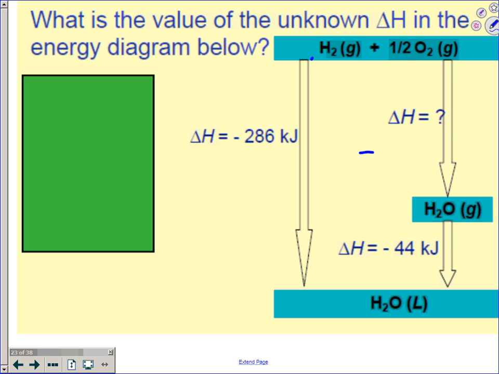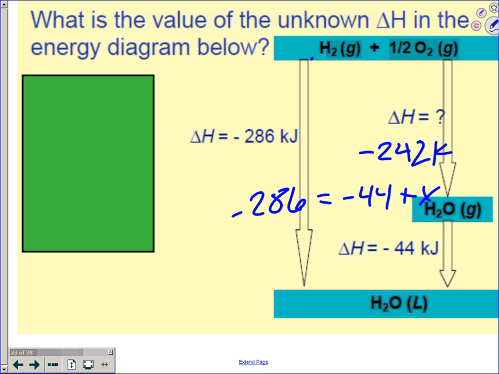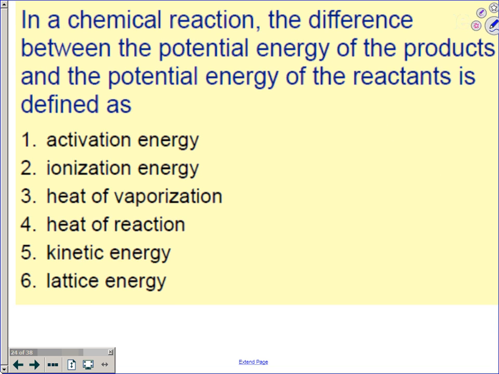Negative what? So you're taking negative 286 equals negative 44 plus x. So this is x. This is negative 242 kilojoules per mole. Okay? So you can still solve this from a pictorial diagram too. All right, a couple more images, and then we're going to go into the last piece.